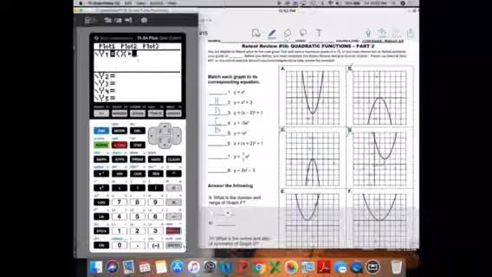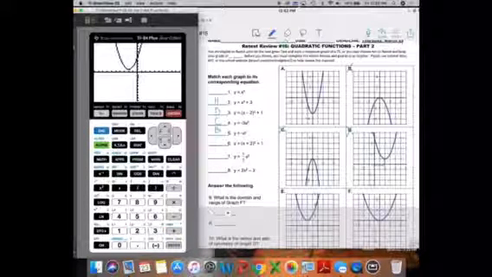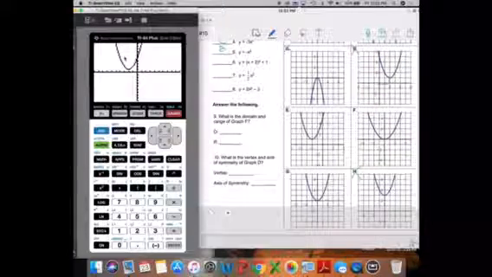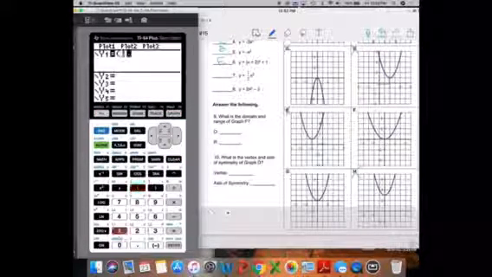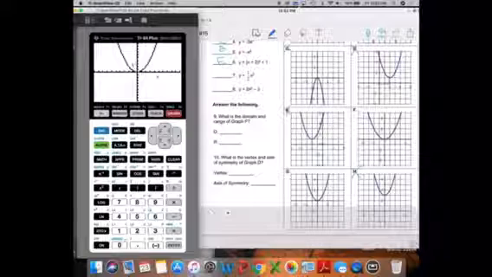Problem 6, we have x plus 2 squared plus 1. When I look at the graph, I can see it's shifted to the left and up, so I'm looking for one that goes to the left and up. E does that. 7, I have a 1/2 x squared. When I look at my graph, I can see this one's kind of wider, looks very similar to F.